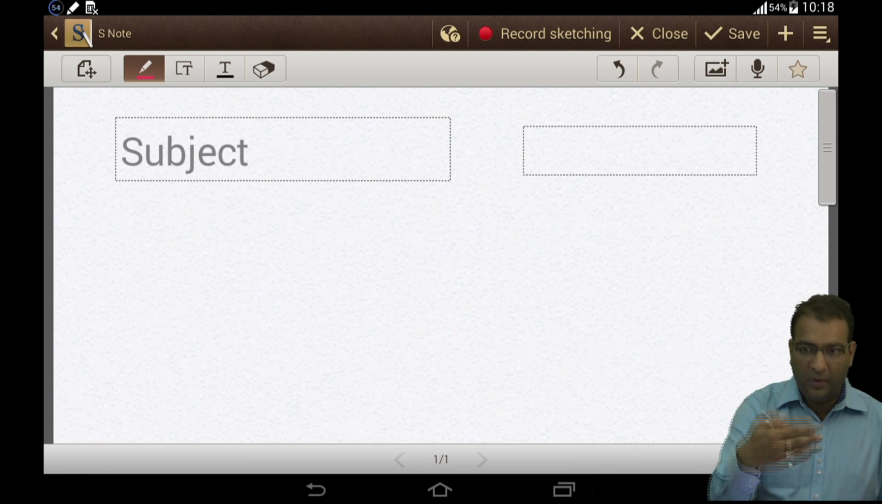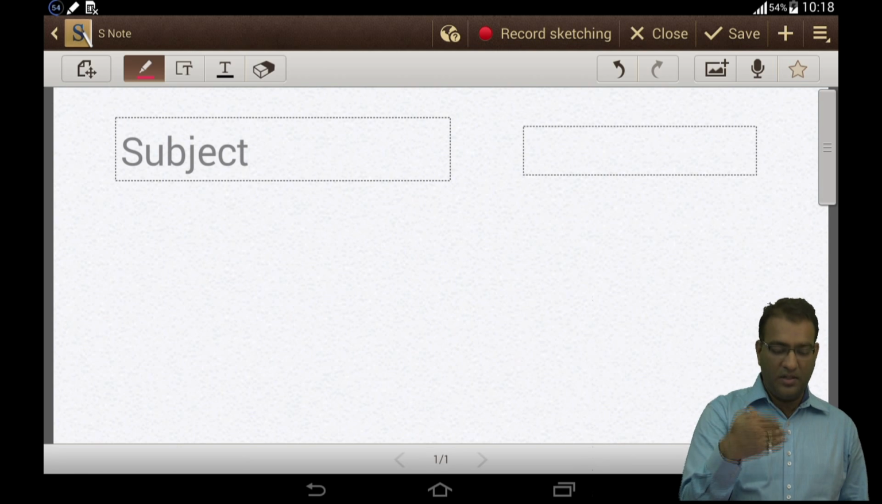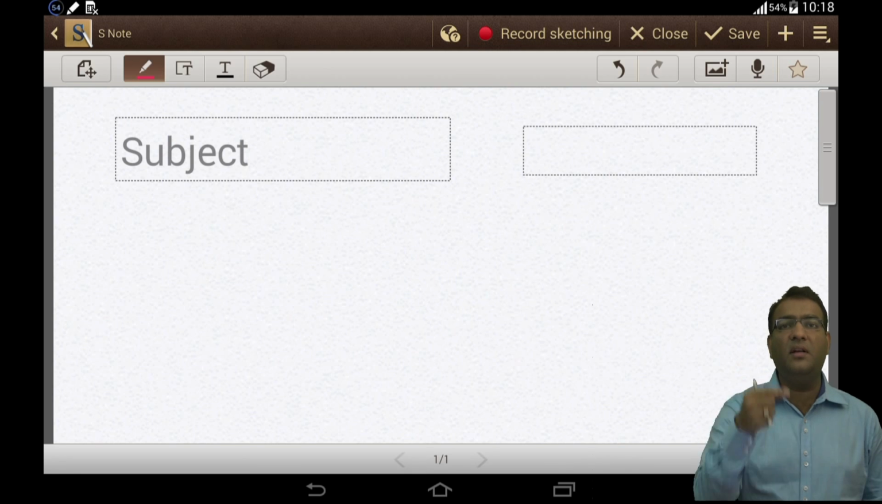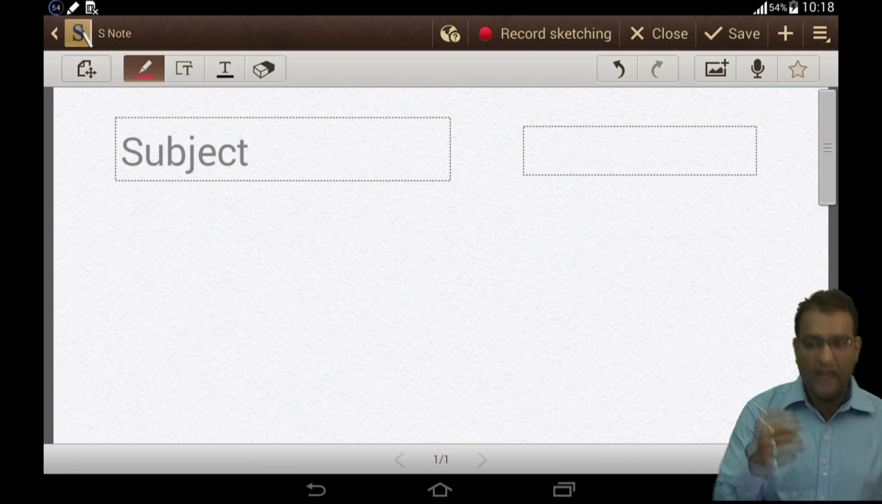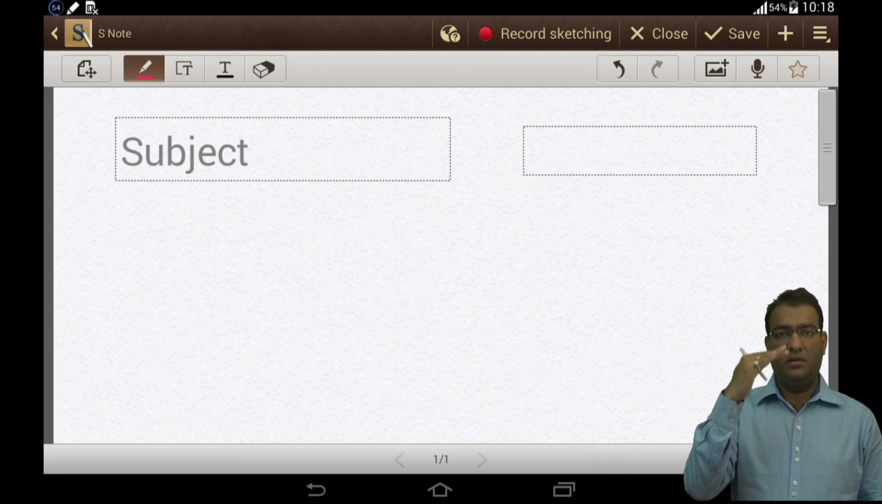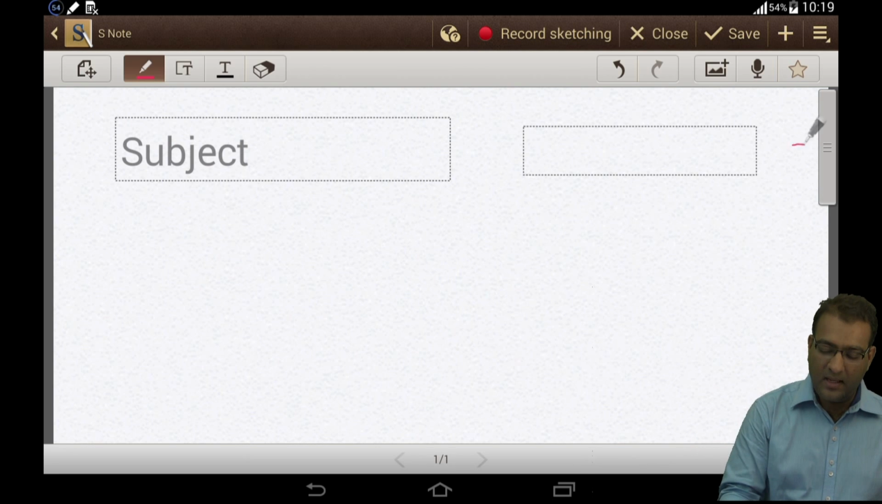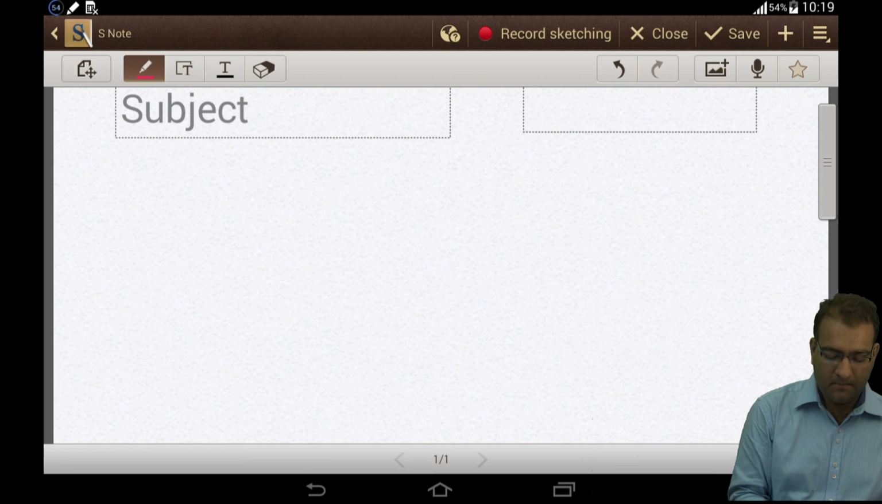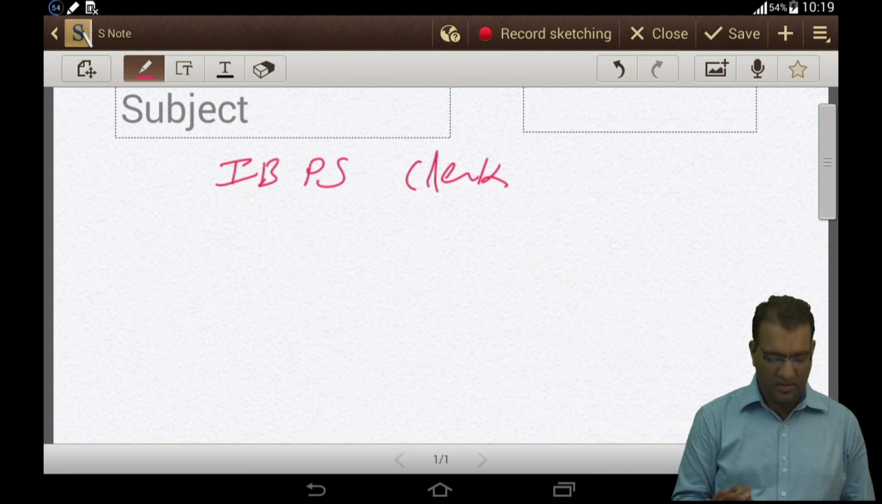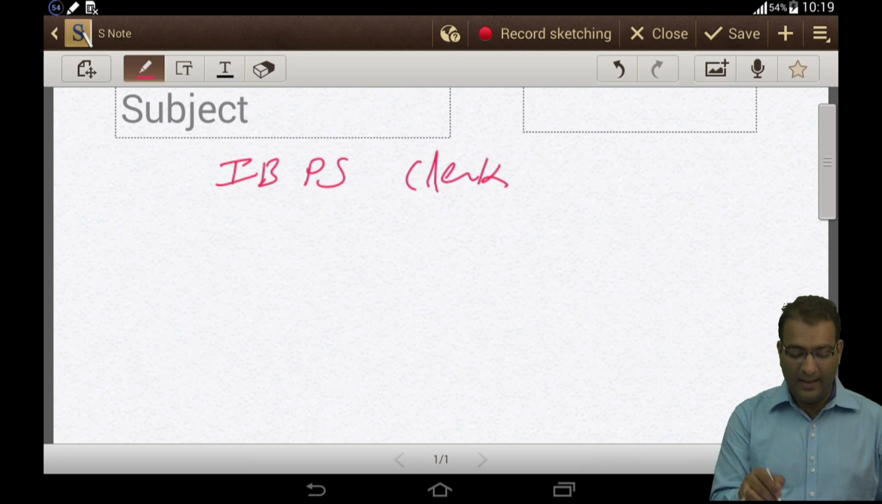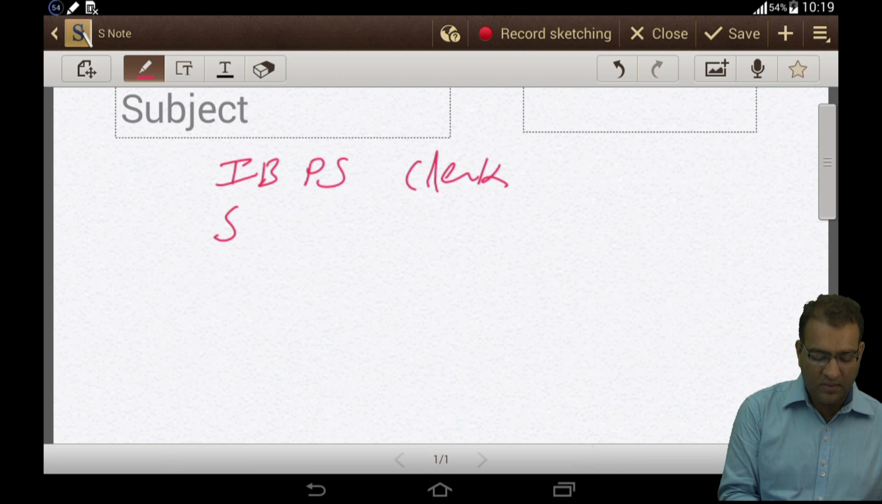So before I tell you how we teach, let's look at the difficulty level of all these examinations. I'll go from easiest to toughest. The easiest exam would be IBPS clerk. This exam normally happens in the month of September, October. Then a little more difficult than this would be SBI clerk.